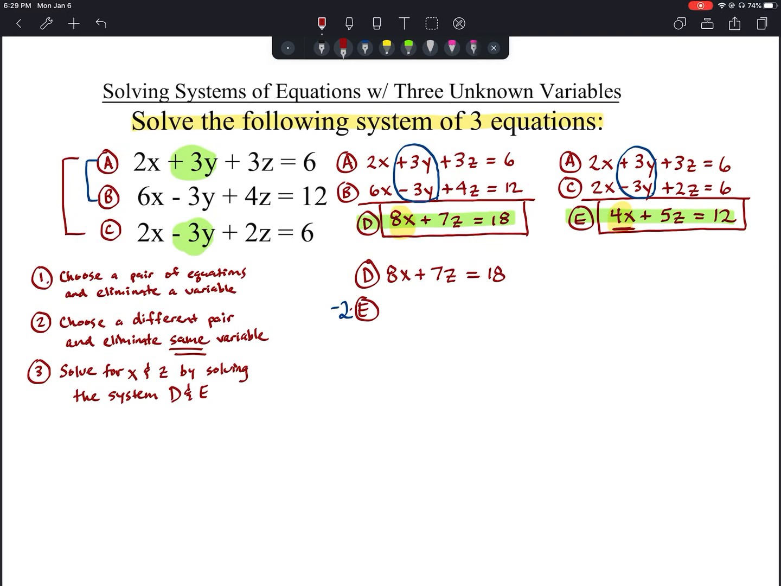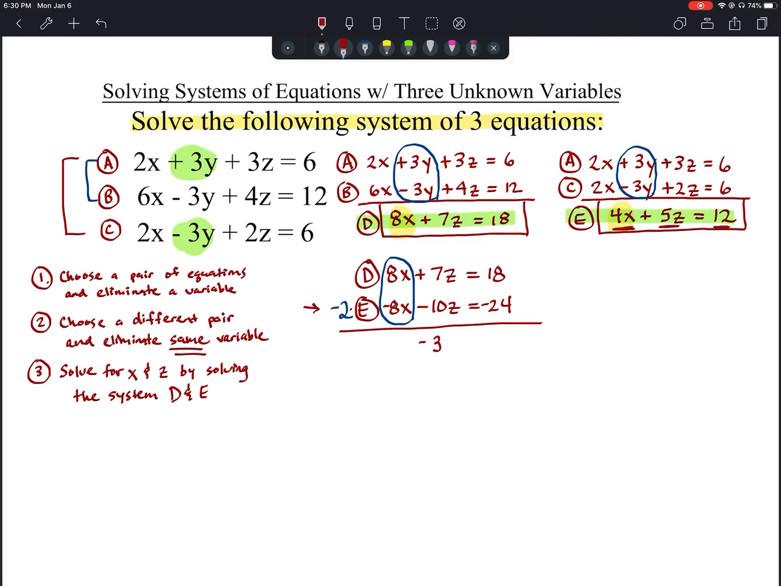So -2 times 4x is -8x. -2 times 5z is -10z. And then -2 times 12 is -24. By putting this little label here, this helps me to remember what I did. So if I made a mistake, I can go back and double check. If you're not going to take the time to label your equations there, it's going to take a lot longer to find your mistakes.